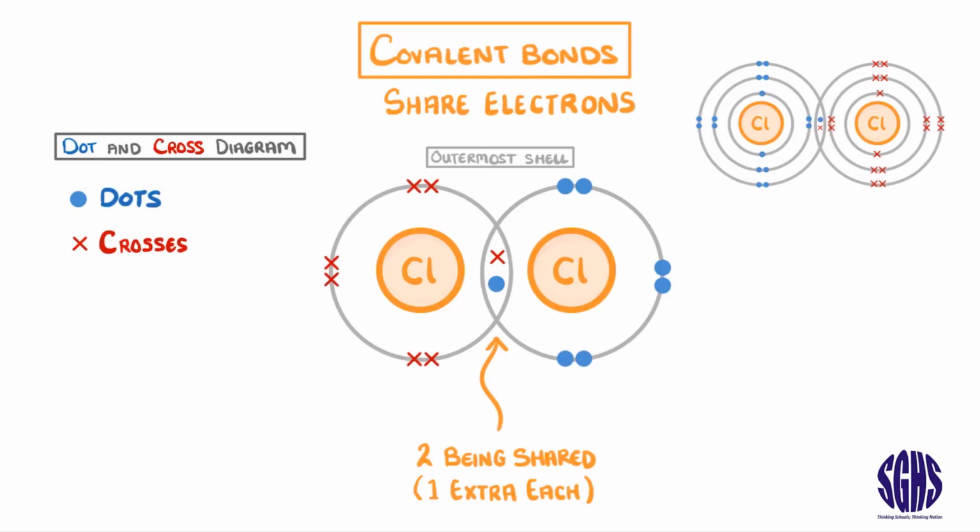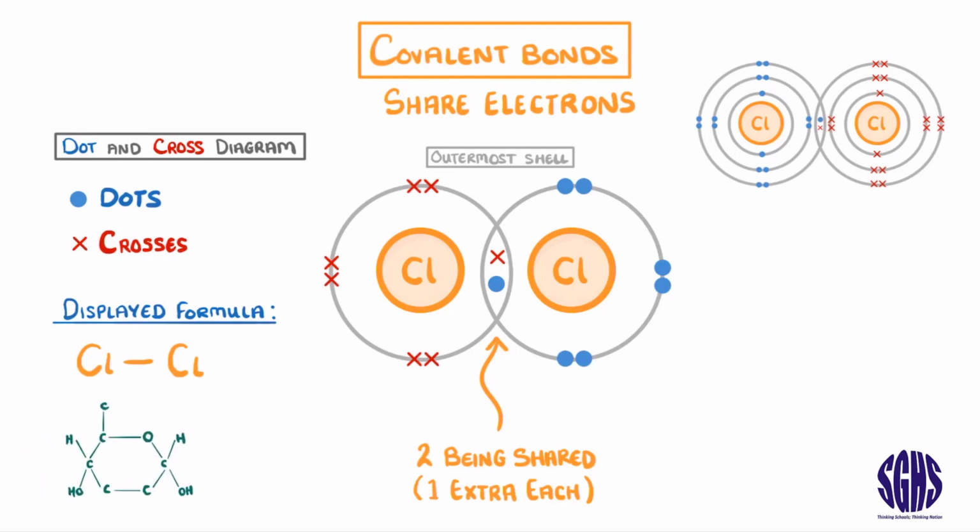An easier way to draw covalent molecules, though, is with a displayed formula, where we just write the chemical symbols of the atoms and use lines to join the atoms that are covalently bonded together. The great thing about these is that it's easy to draw big molecules that would take too long or be too complicated to draw as dot and cross diagrams. For example, this here is a molecule of sugar called glucose, which you don't need to know about specifically, but you do need to be able to recognize that this is a displayed formula.